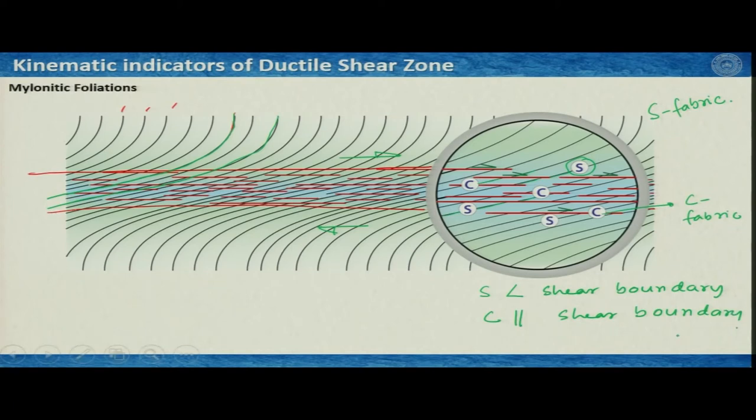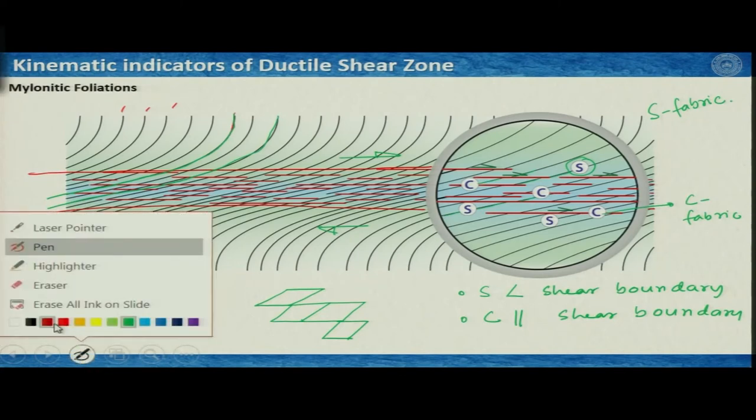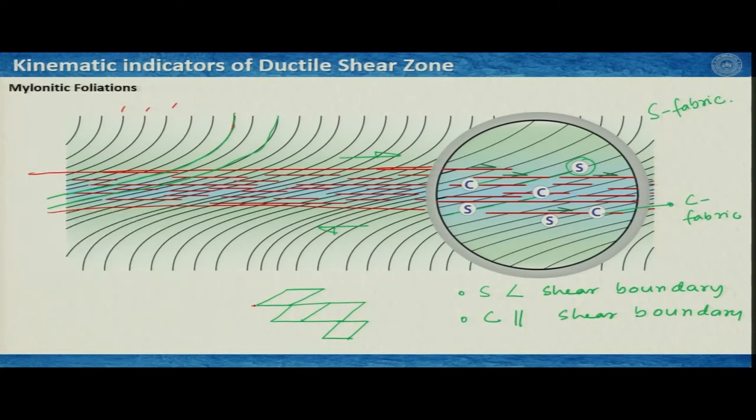Now, the second point I would like to highlight is how we understand what the sense of shear is. If you see here, this interaction between C and S would essentially produce a rhombic shape like this. As you can see here, okay. Or in other words, with a mature deformation, if you don't follow the geometry, very honestly, they produce something like this.